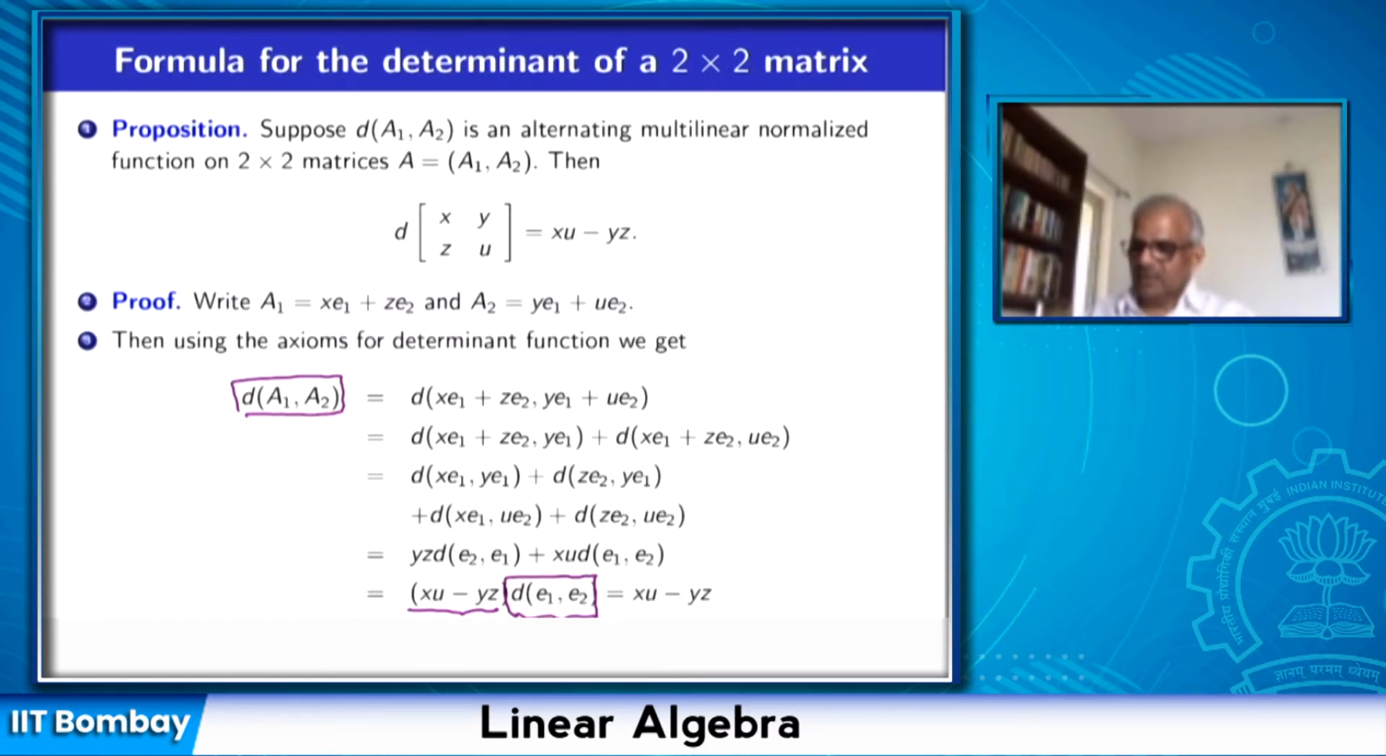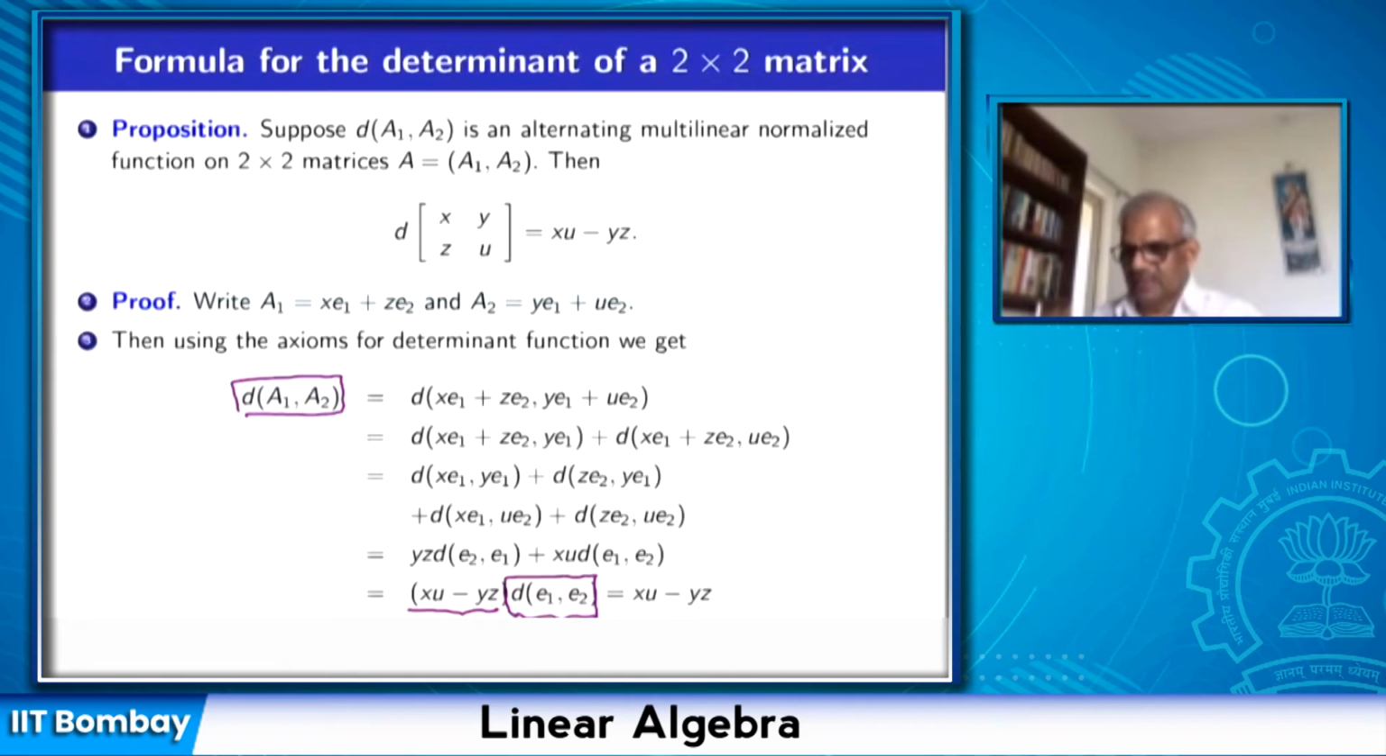Any questions so far? Now it's clear how to do this for 3 by 3 matrices. You can derive the formula for 3 by 3 or 4 by 4 matrices, because I can play the same trick. If I have an n by n matrix, I will write every column as a linear combination of e1, e2, ..., en, and then I keep on applying the multilinearity and alternating properties, and at the end I will get d of e1, e2, ..., en times some number. That number is the determinant.